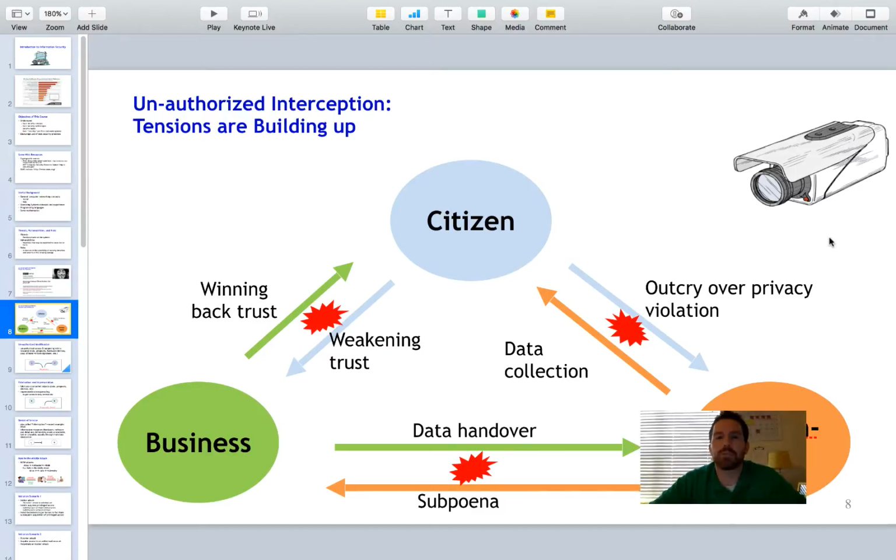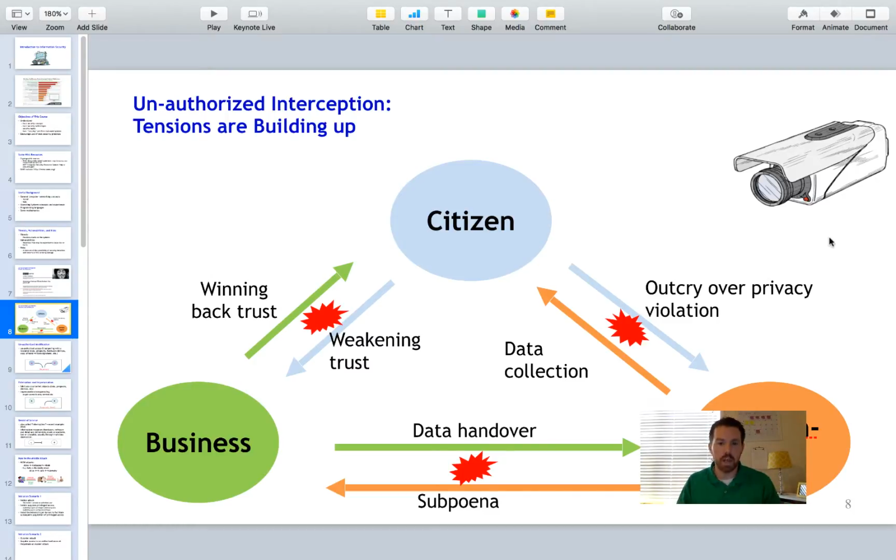Okay. So tensions are building up here. What are people worried about? What do people want? And what are their concerns? Citizens are concerned about privacy violations. They want to be protected, but at the same time, they want to keep their privacy. So there's a delicate balance there. And we talked about this a little earlier between the citizens and the government. The government's trying to collect data in order to keep the people safe, but the people are outcrying over their privacy violations. So where's the balance? I'm not a politician, I can't say, but there is one.